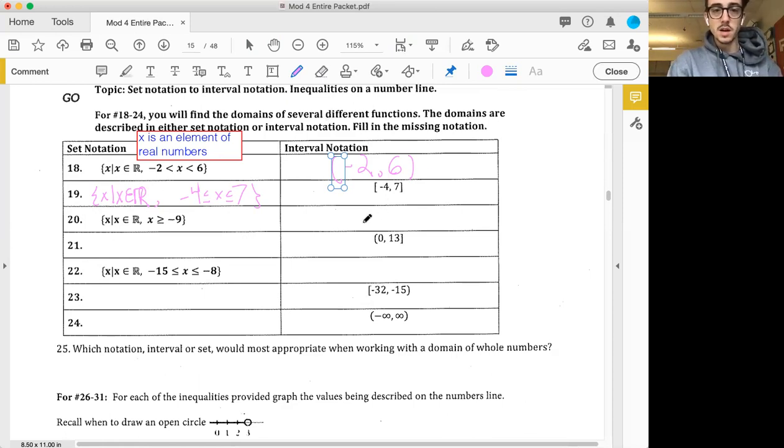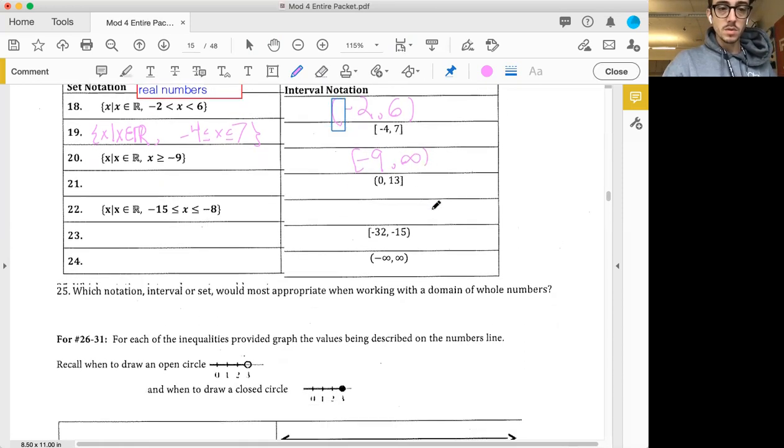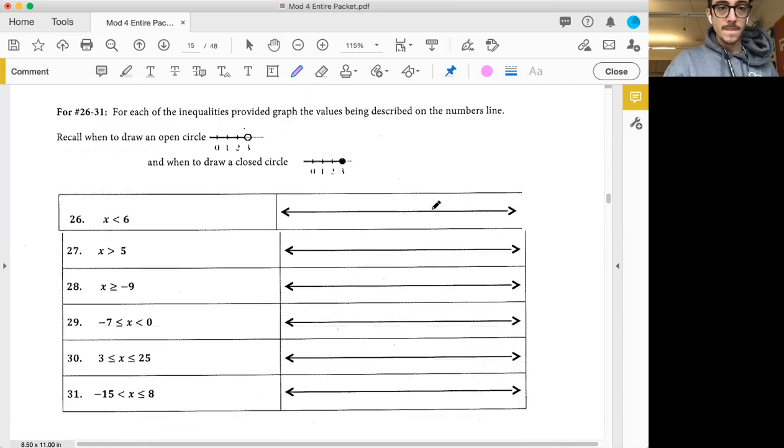This 20 is a little challenging, but this is from -9, including -9, and everything greater than it. So we say that that goes to positive infinity. And I'll leave the rest to you.